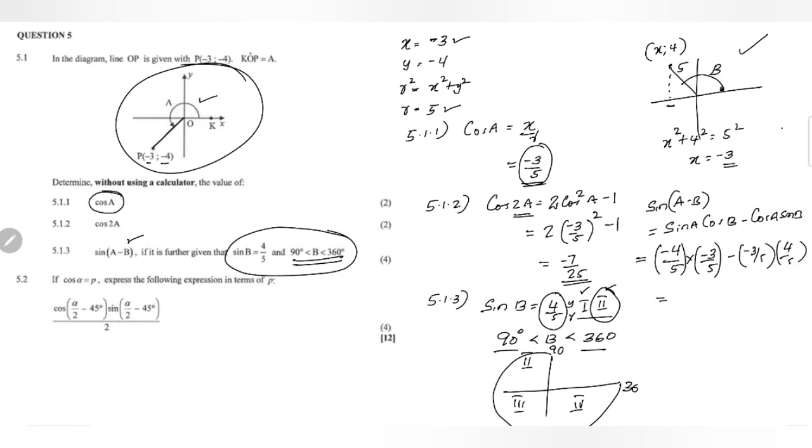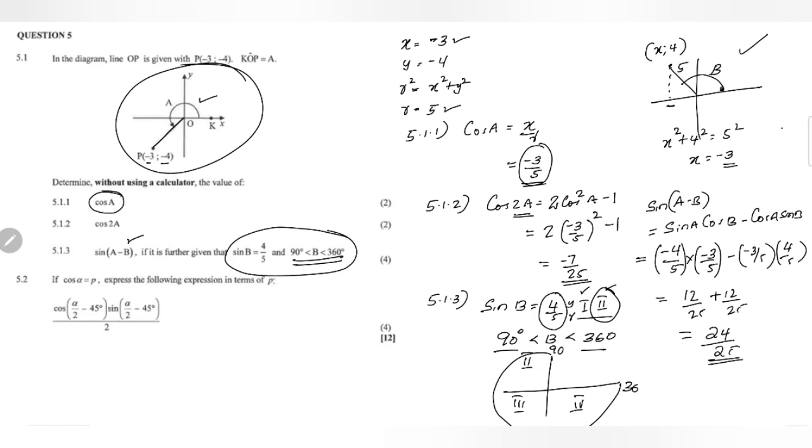Now we can do this one, which is going to be 12 over 25 minus, that is plus 12 over 25, isn't it? Plus 12 over 25. You can use the calculator if you don't understand this one. Then add it, and it is going to be 24 over 25, which is the answer. So this is how we do it. I hope it is clear.